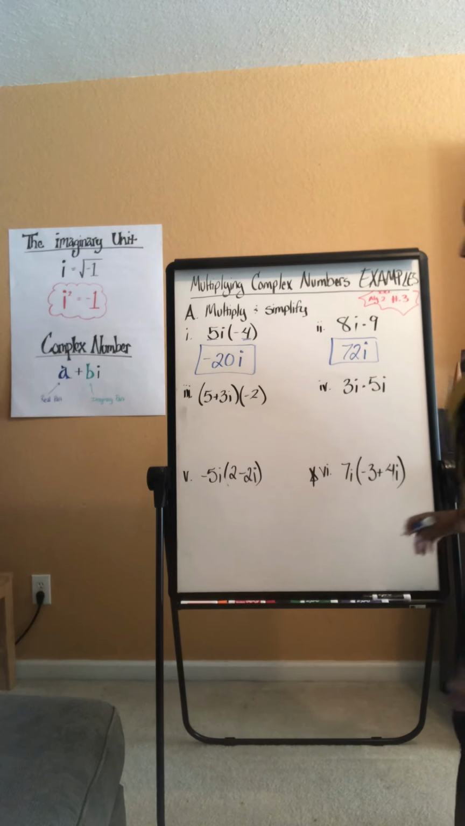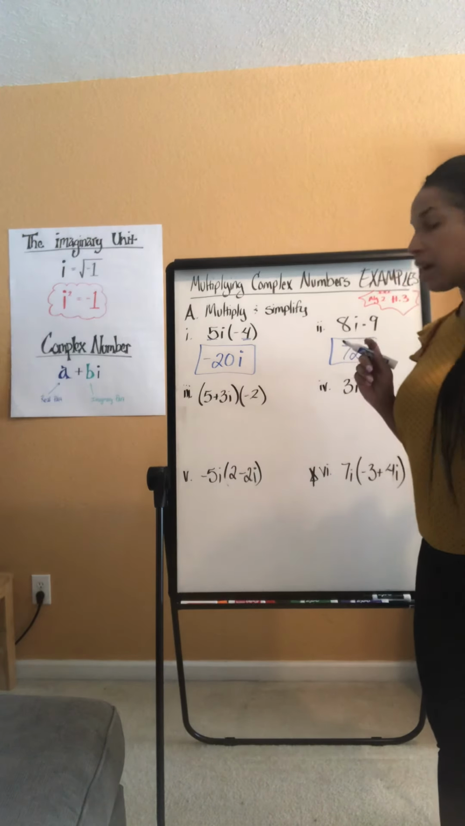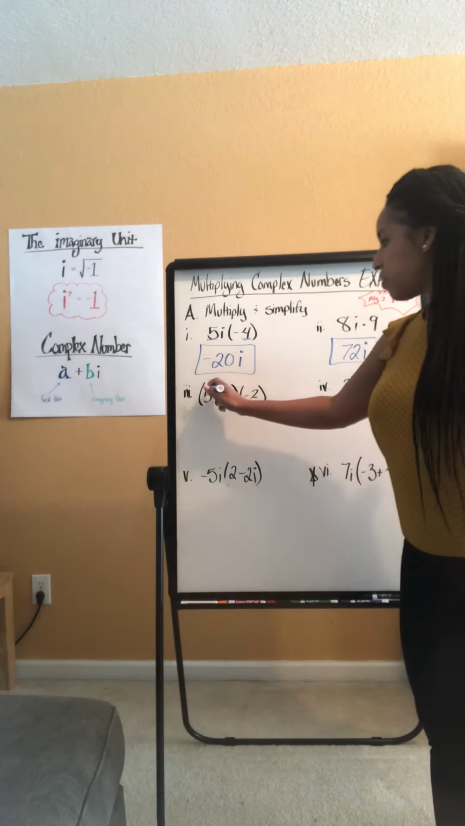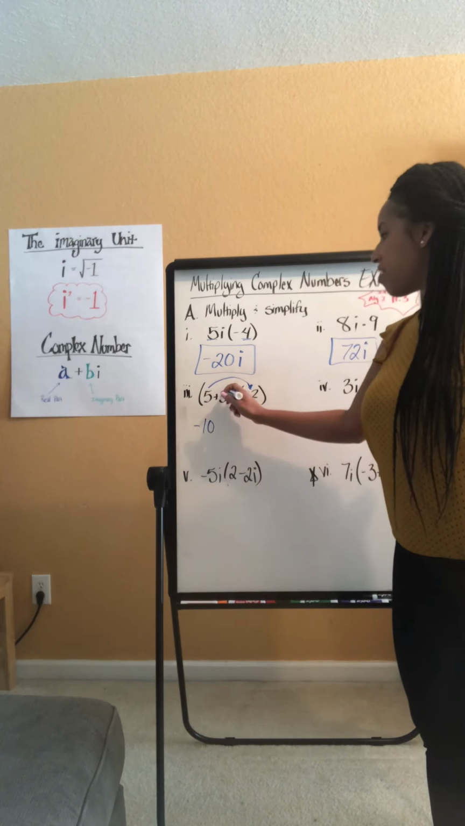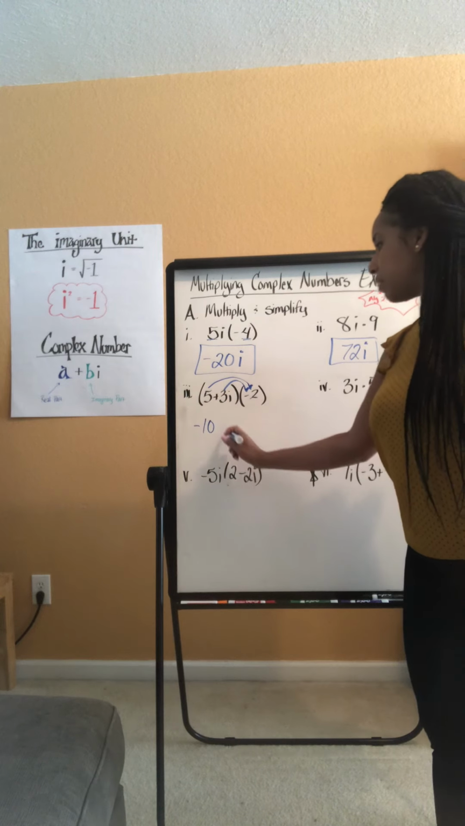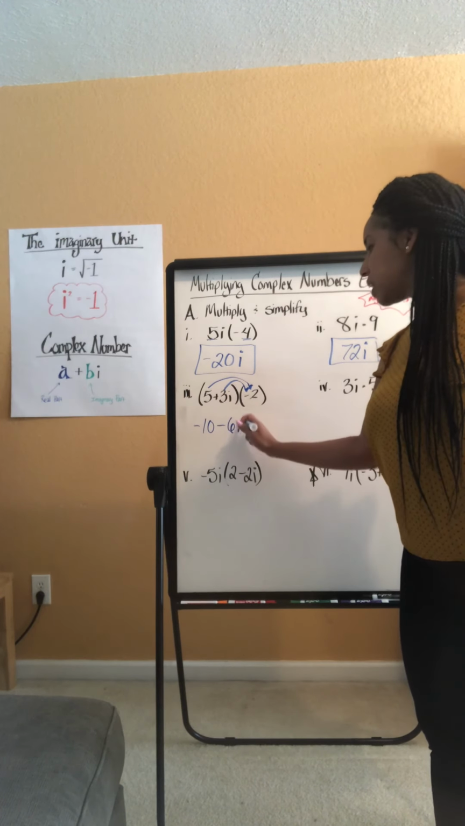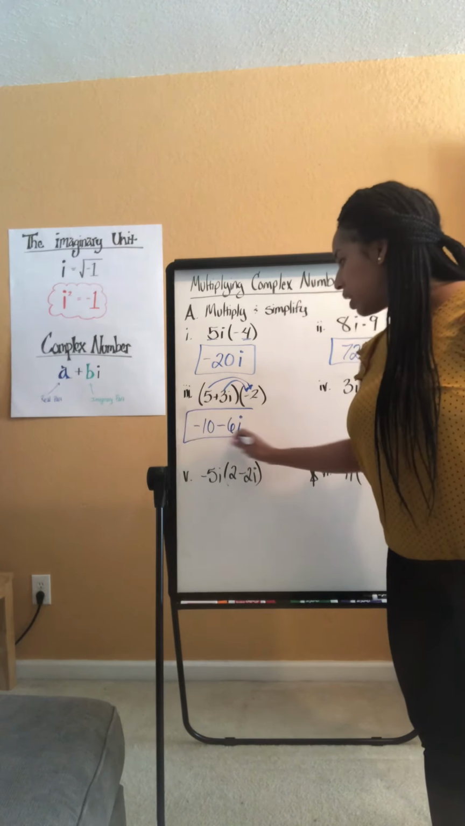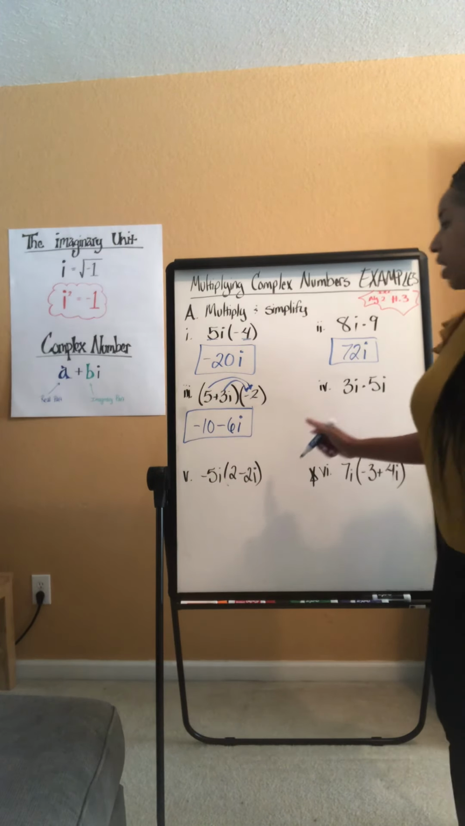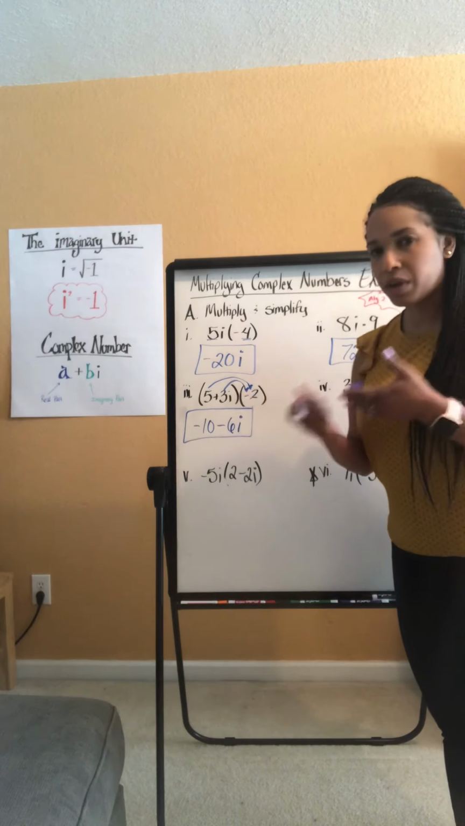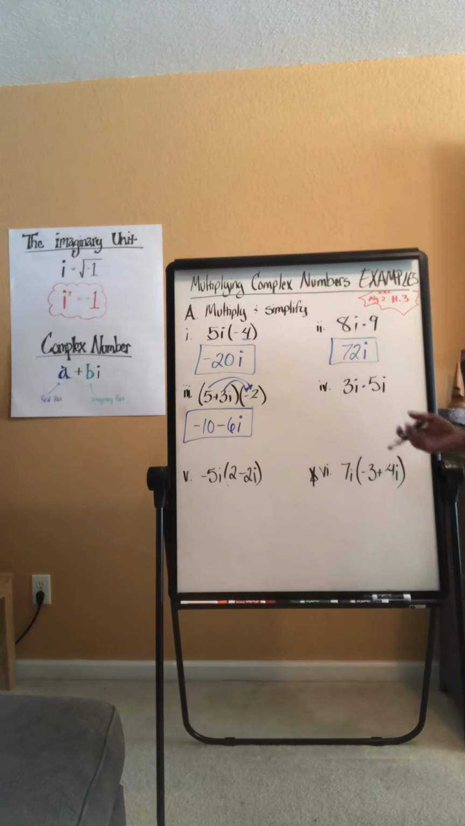Okay, not so bad. 5 plus 3i times -2. The 5 would multiply by the -2 and give me -10. And then the 3i would multiply by -2 and give me -6i. And again, that's it. I cannot combine these. These are not like terms. They would both have to have an i on the end in order to add or subtract them.